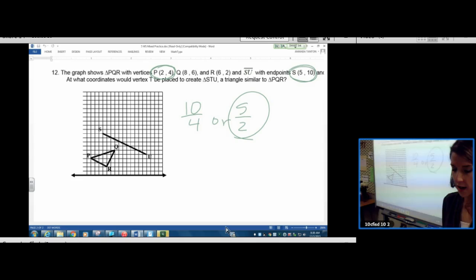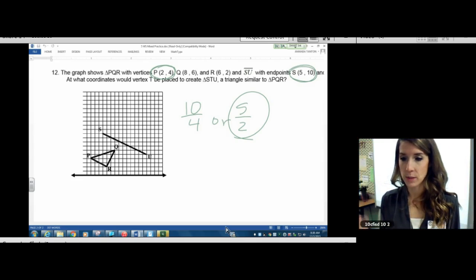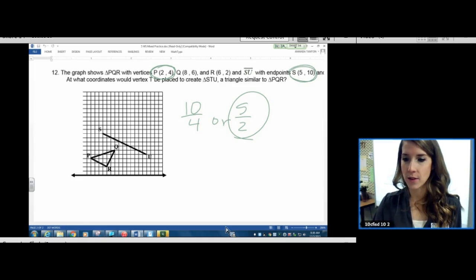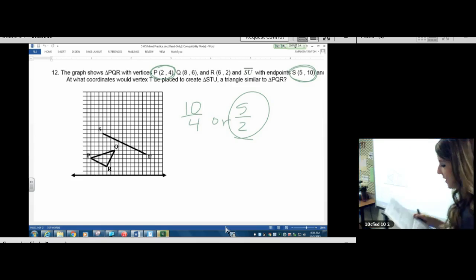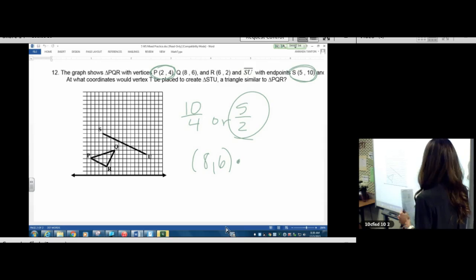So all we need to find is where T goes. T corresponds with which point? Which point does T go with in the other triangle? Q, yes. All right, so we take Q, which is 8, 6, and we multiply it by our scale factor.